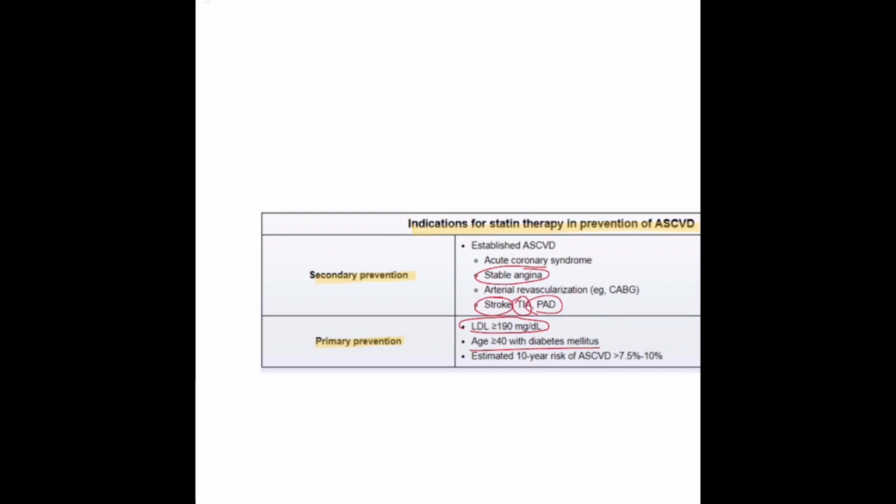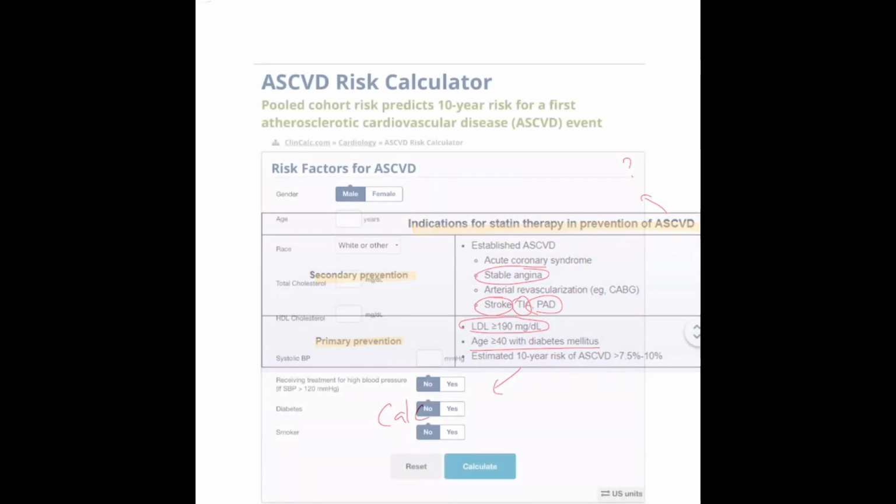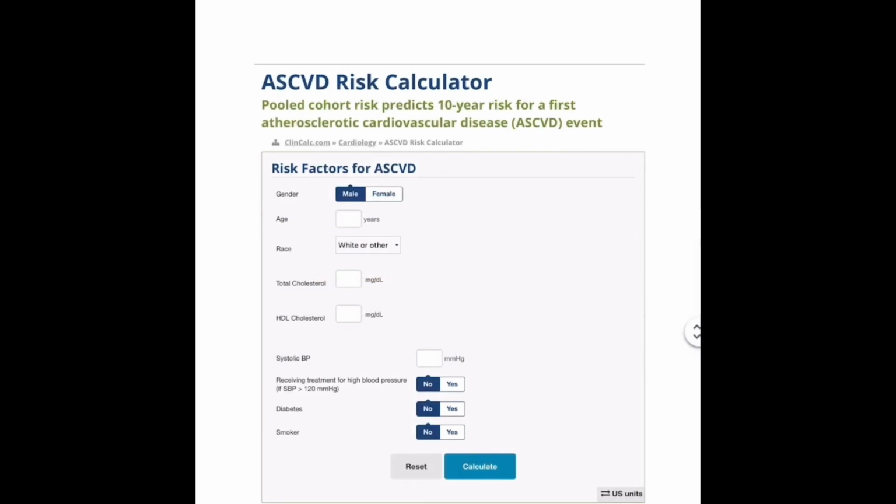Note that ASCVD is the abbreviation for atherosclerotic cardiovascular disease. And in order to calculate the estimated 10-year risk of atherosclerotic cardiovascular disease, you need to use the cardiovascular risk calculator. The pooled cohort is an example of a calculator for the risk of cardiovascular disease.